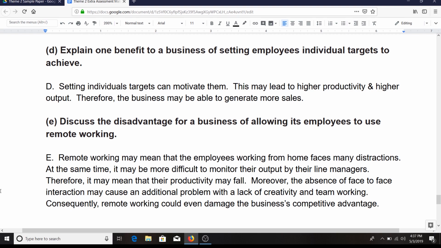So, okay, we can see we've got a point being made here about remote working. At the same time, it may be more difficult to monitor their output by their line managers. Indeed, it may mean that productivity may fall. Moreover, the absence of face-to-face interaction may cause an additional problem with a lack of creativity. Consequently, remote working could even damage the business's competitive advantage. So there are a number of firms that are actually turning back against remote working because they found that it hasn't worked as well as they would have hoped.